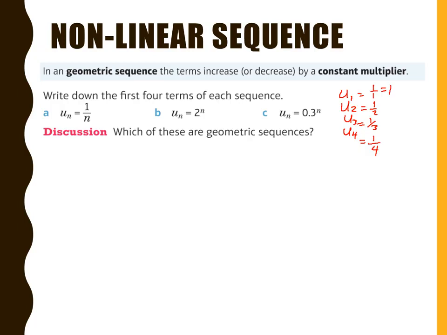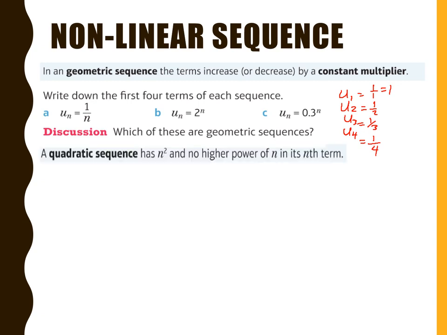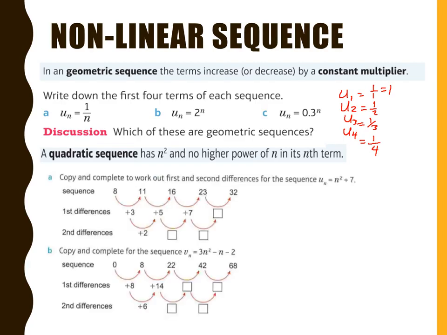If there isn't, then no, it's not a geometric sequence. If there is, then yes, it is a geometric sequence. A quadratic sequence has n squared and no higher power of n in its nth term. I'll explain this using an example.